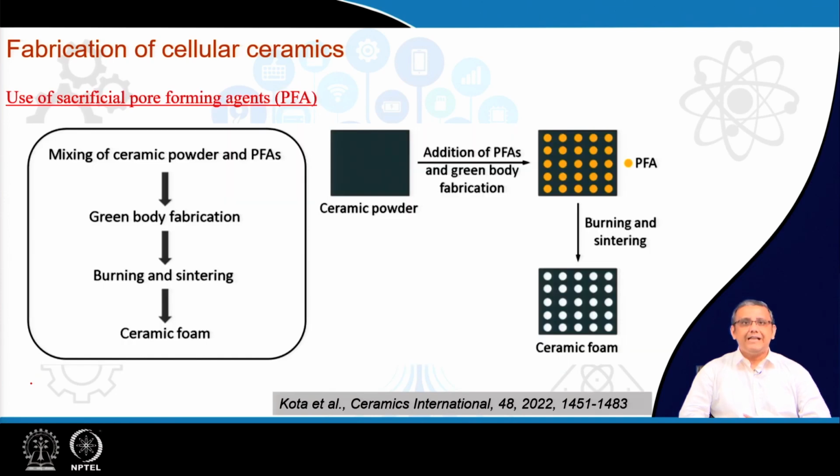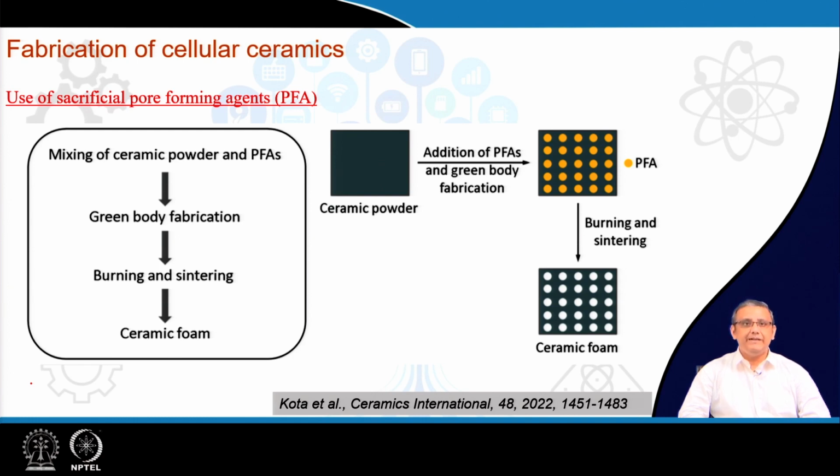The next method that I would like to introduce at this stage is the use of sacrificial pore forming agents for fabricating porous ceramics. This is also a very simple technique, and again the typical flow chart employed for fabricating such ceramics using this process is shown in this slide, and also the schematic showing the microstructure development or porosity formation in this material using this pore forming method is shown on the right hand side. This process has several steps.